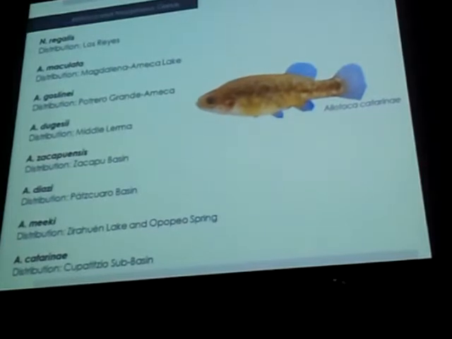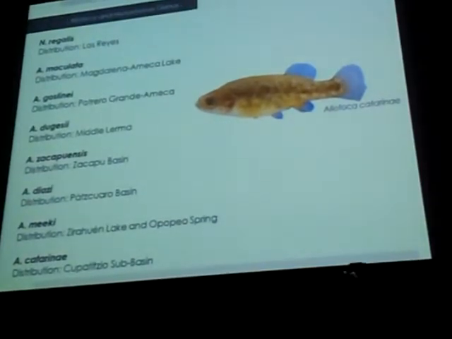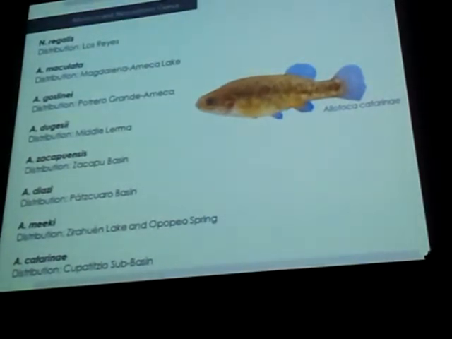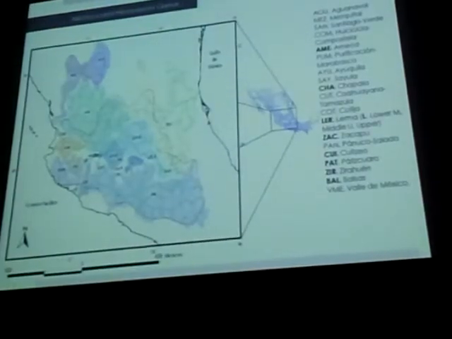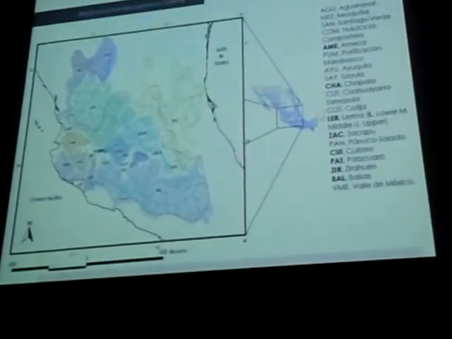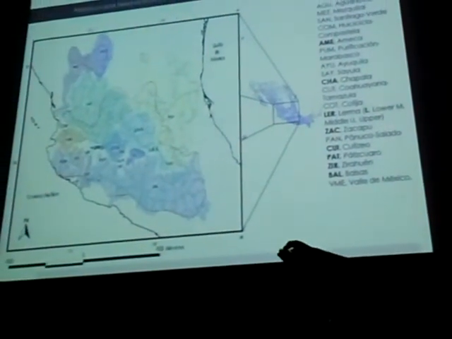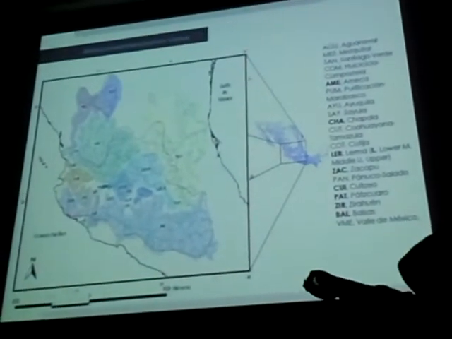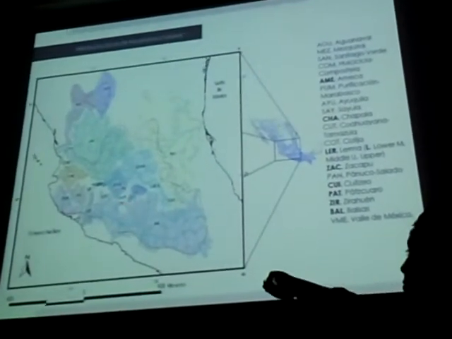Allotoca maxillaris: the distribution is in Zirahuén Lake and above the spring, but in the last few years we can find it just above the spring.